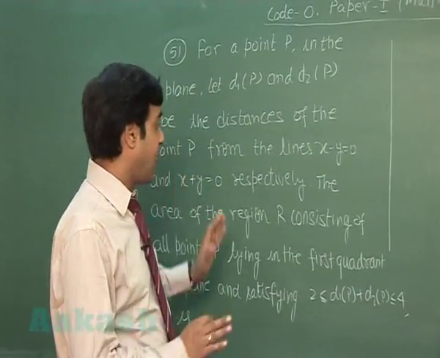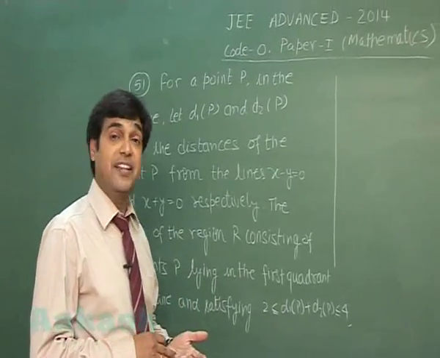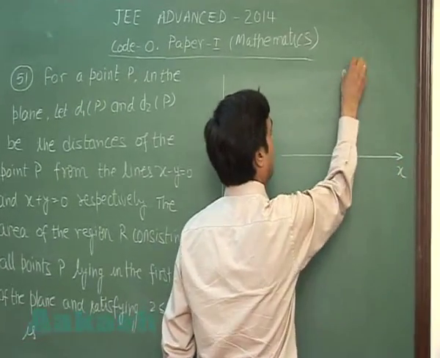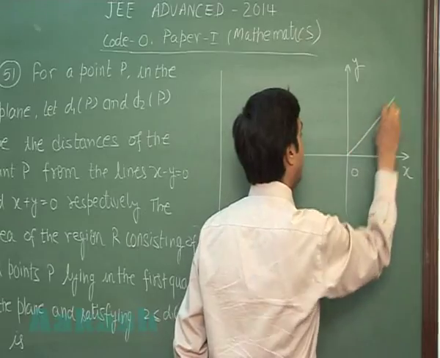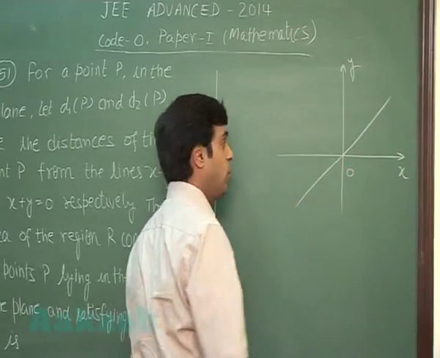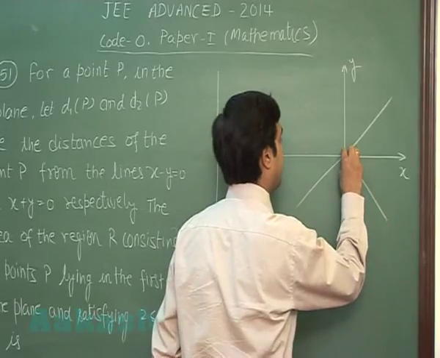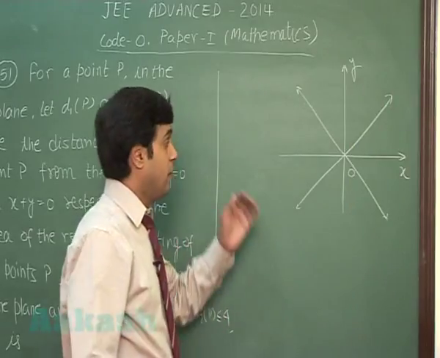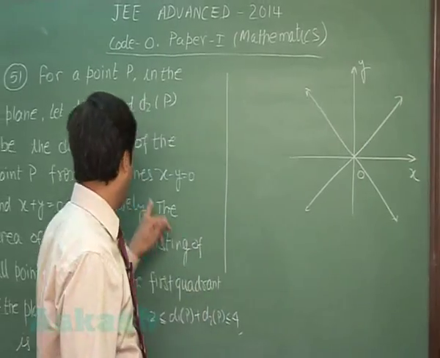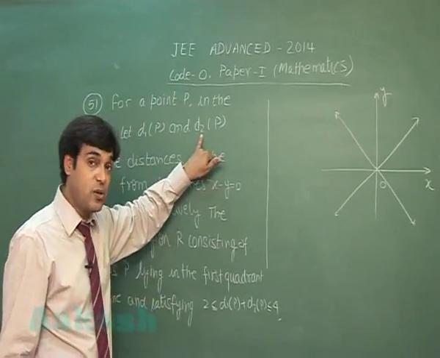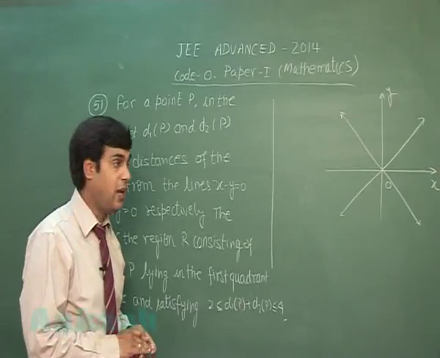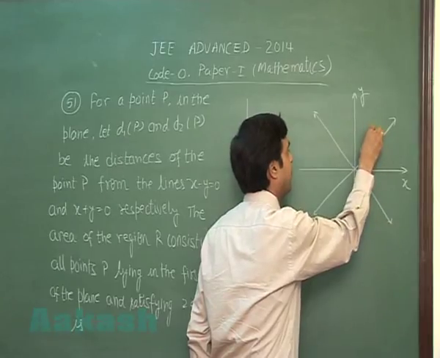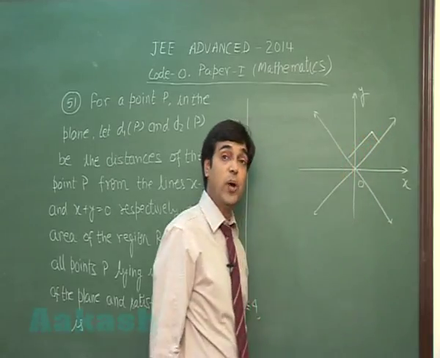Fine. So we can start by tracing first two lines and a point in that plane. Line x minus y equals 0 and x plus y equals 0. Correct? We have a point which is such that D1 and D2 are the distances of that point from these two lines. Fine, we can take any point, say here, such that this sum is between 2 and 4.